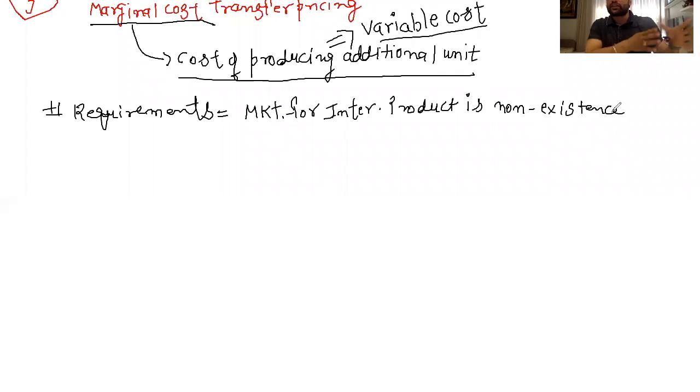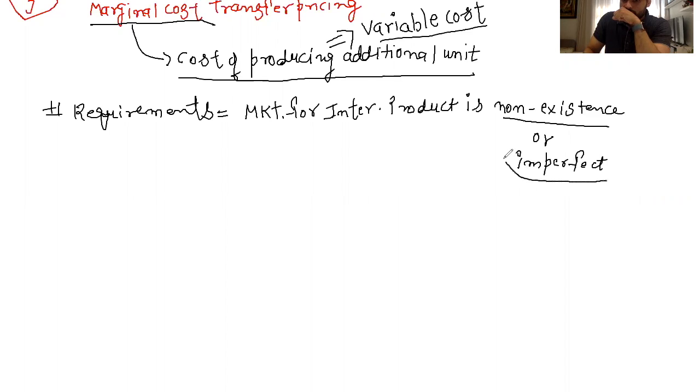So the condition is similar to the previous method, right? So we do not have a particular market available in order to estimate it, all right? Market for intermediate product is non-existent or imperfect. Imperfect means highly unreliable. Okay, so let me give you an example of this method.